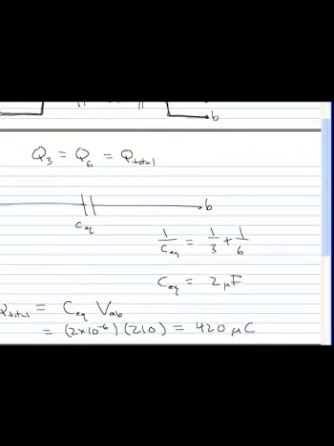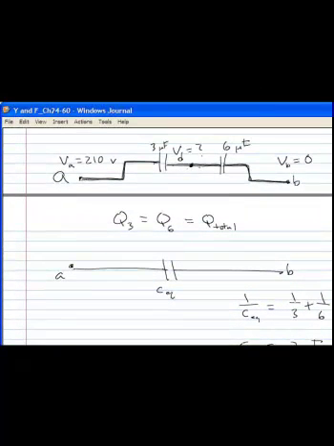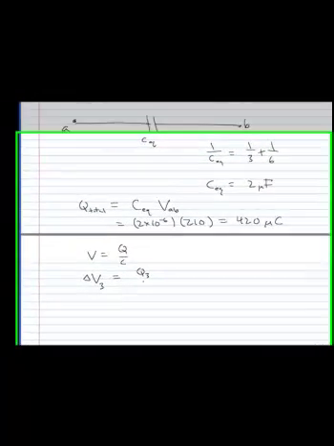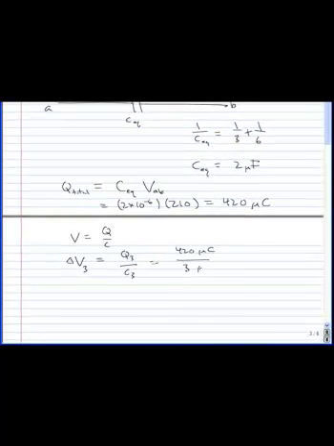Okay, since Q equals CV, that means that V must be Q over C. And so the voltage drop across my 3 microfarad capacitor, that's this one, I'm interested in the voltage as we go across that capacitor, is the charge on that capacitor divided by its capacitance. 420 microcoulombs over 3 microfarads, 140 volts.